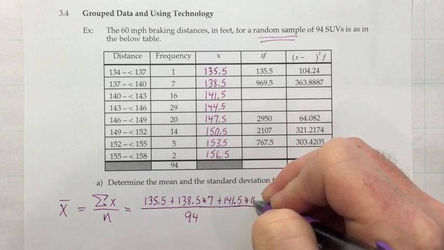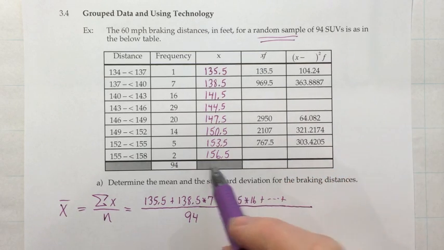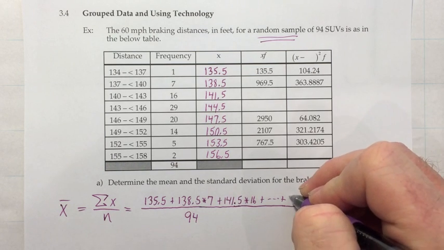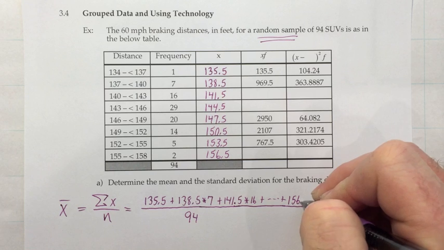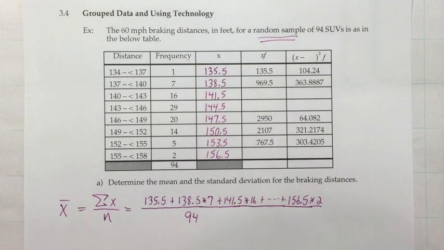And then we would continue like that all the way through the table until we got to the last 2, and the last 2 SUVs have braking distances, at least we're guessing at that distance, of 156.5. And again, that would be times 2 because there's 2 cars in that class. So that's what I want to end up adding up. If I do that, because I'm multiplying by the frequency, I'll actually be adding up all 94 SUVs and dividing by 94. And if you are dividing by 94, you should be adding 94 things.